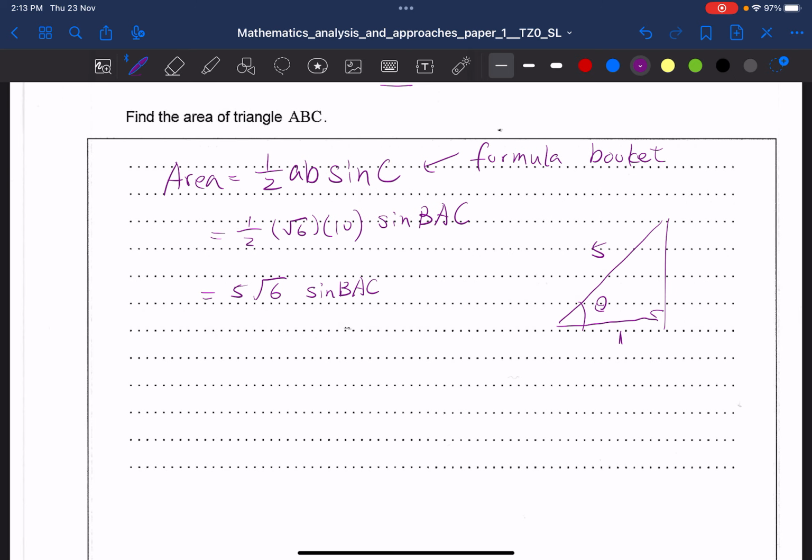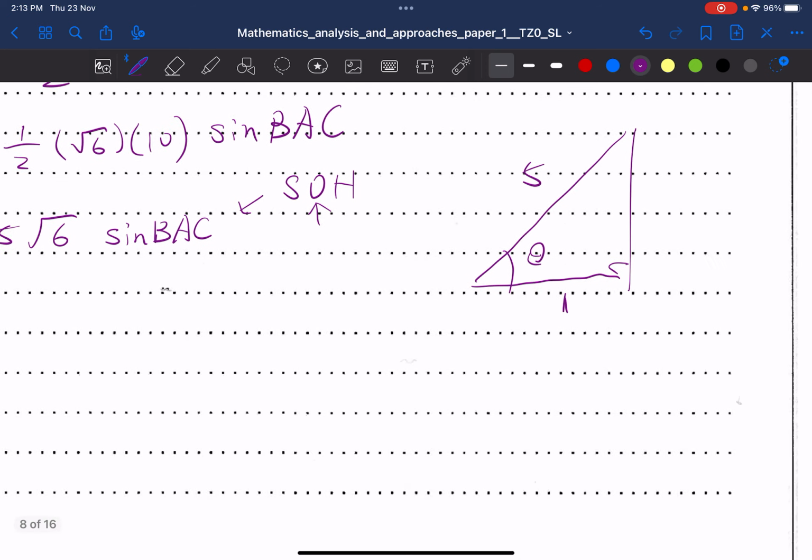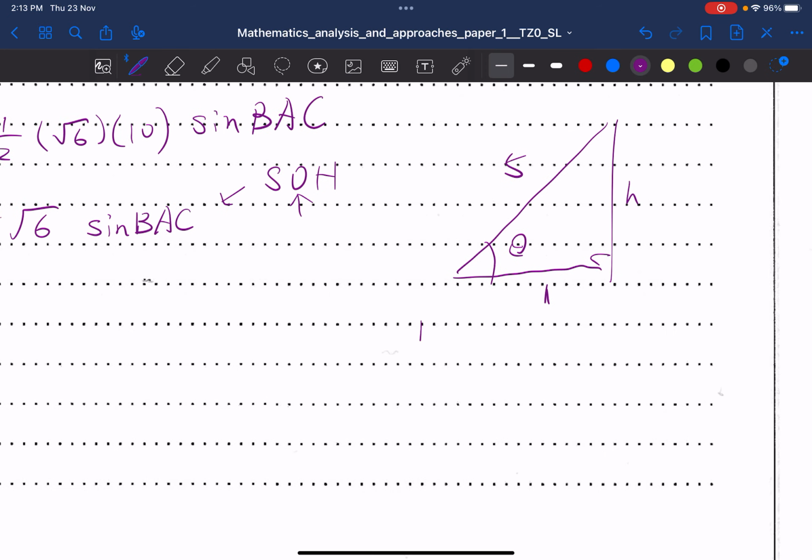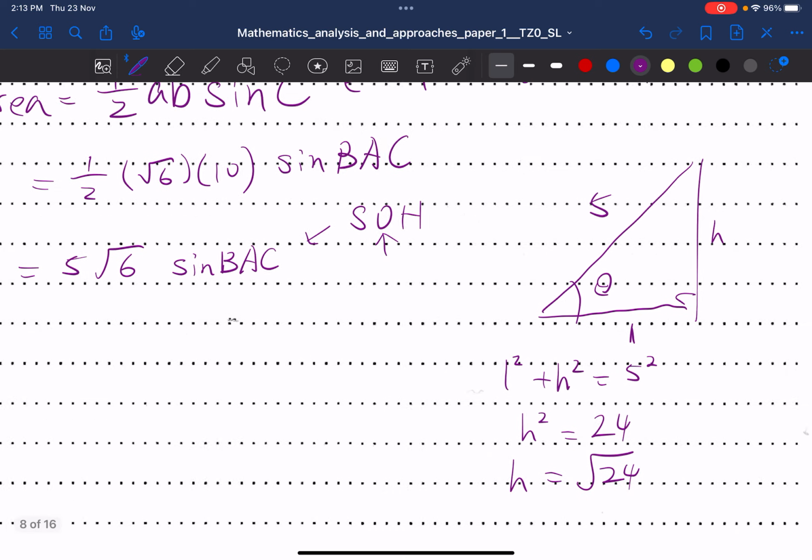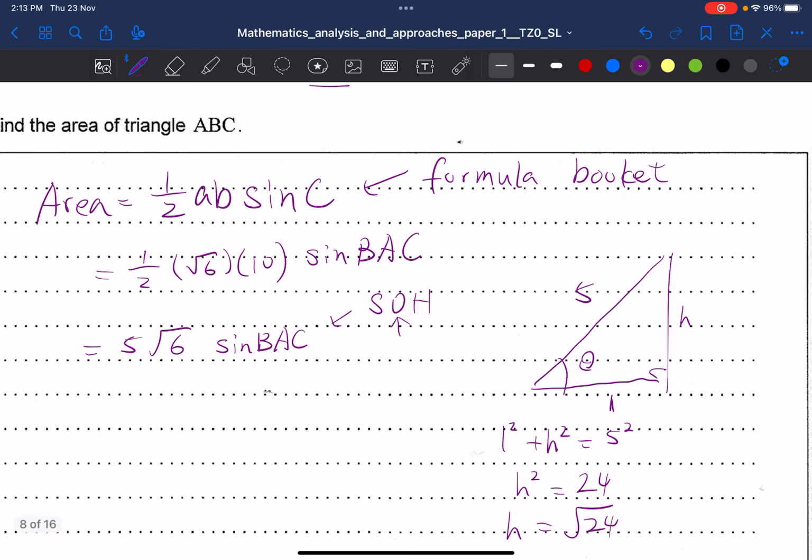And then I want to find the sine. So sine would be SOH. So we need to find the O. So the way we do it is using Pythagoras here. So let this be H. So 1 squared plus H squared equals 5 squared. So I think H squared equals, what, 24, right? So H equals root 24. So again, we just take the positive side. We cannot have a negative number here.